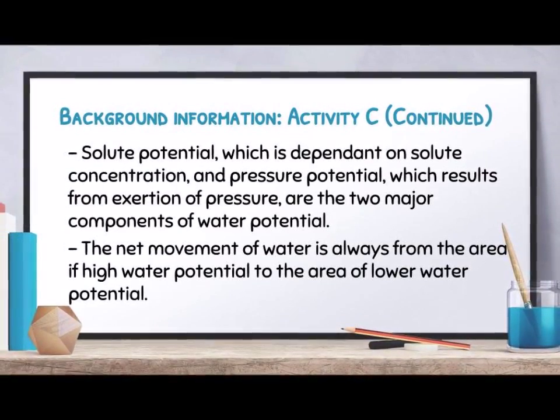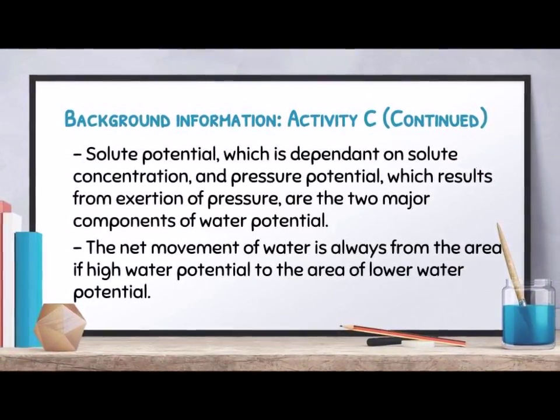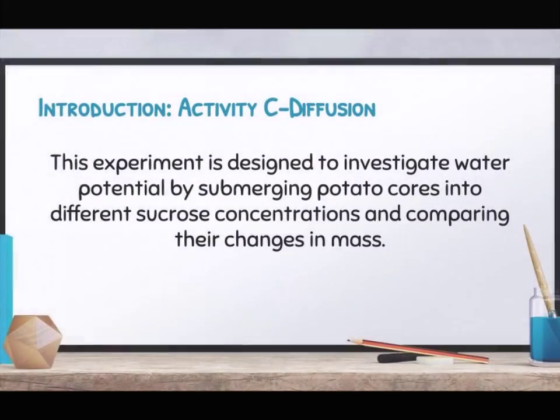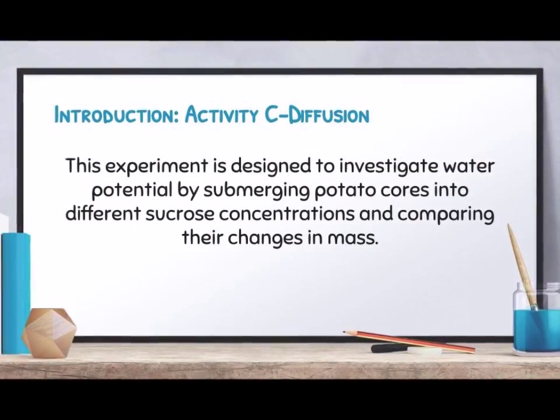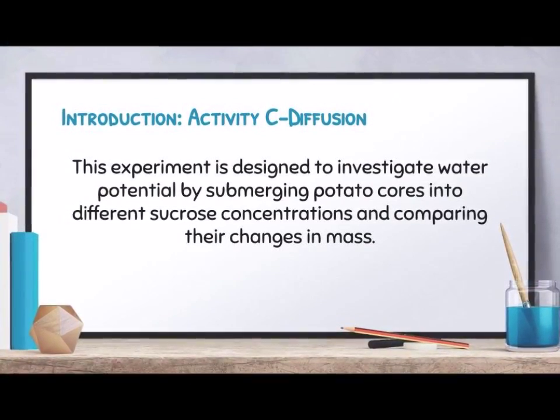The net movement of water is always from an area of high water potential to an area of low water potential. This experiment is designed to investigate water potential by submerging potato cores into different sucrose solutions and comparing their changes in mass.